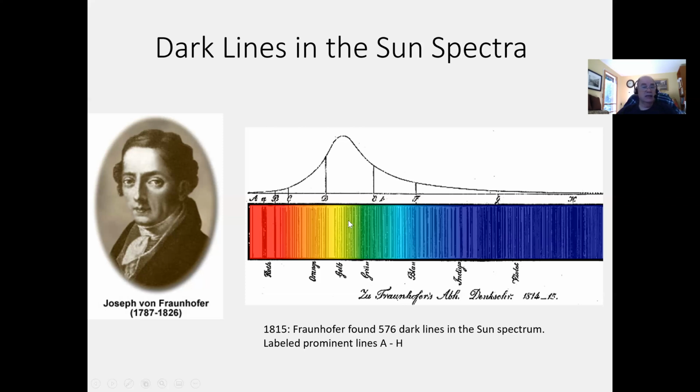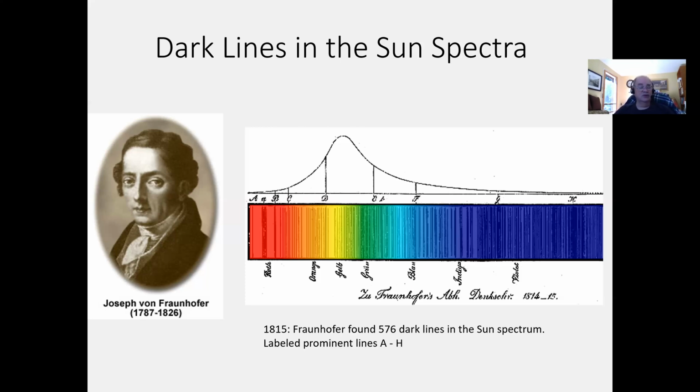But of course, he and no one else had any idea what these dark lines were doing in the sun spectrum, in this beautiful color spectrum. Where were these missing colors? What happened to these missing colors? There should be colors there, but yet no color was there. It was a region of darkness in the spectrum.